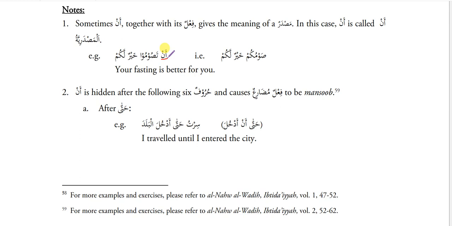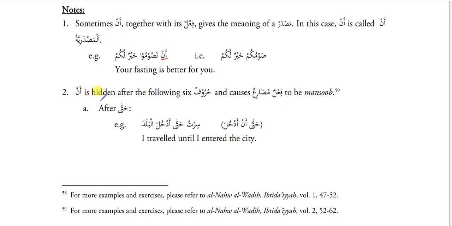What you have to remember right now is that there is an "an" which is called an masdariya, and masdar is ism. Of course, we know what the ism does. So an masdariya simply removes the tense from the fail, or you can also say that an masdariya simply converts the meaning of fail into ism. That's the easiest way to remember an masdariya.